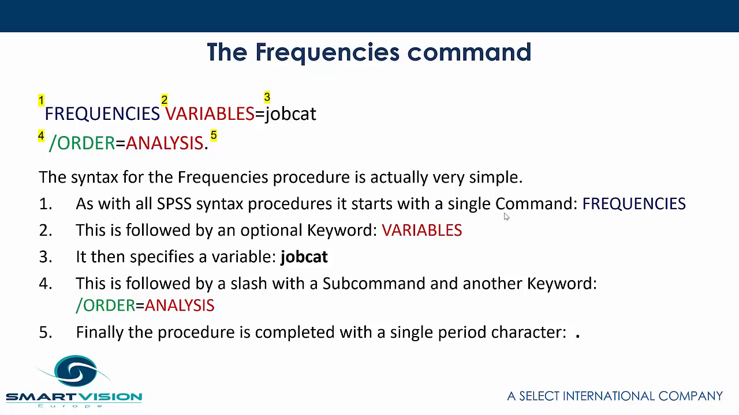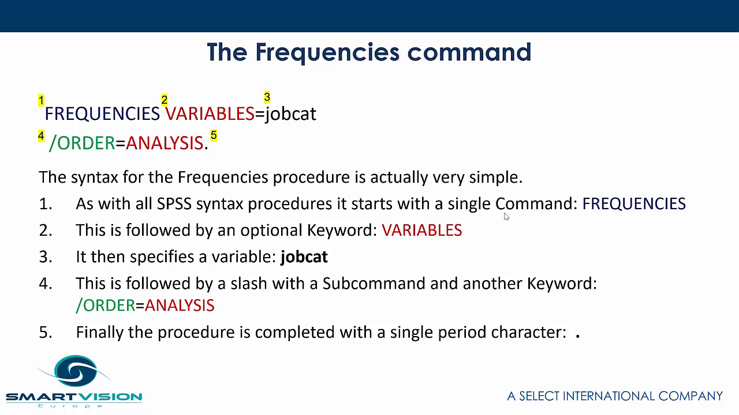Okay, let's look at the frequencies procedure itself then, which is our main procedure. And we'll break it down. You can see that there are different color codes here, and you can see I've labeled them 1, 2, 3, 4, and 5. So the syntax for the frequencies procedure is actually very simple. And as with all syntax procedures, it starts with a single command. So this is a command word or command phrase. And the command here is frequencies. It says that this procedure is called frequencies.